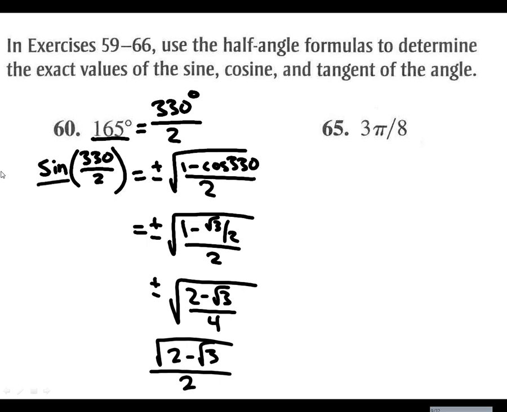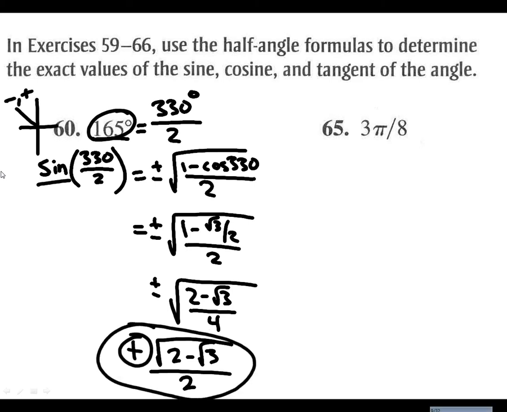We're doing the sine of 165, so that's in quadrant 2. In quadrant 2, the y values are positive, so we want the positive answer here. So for sine, we'd end up with the square root of 2 minus rad 3, all over 2.